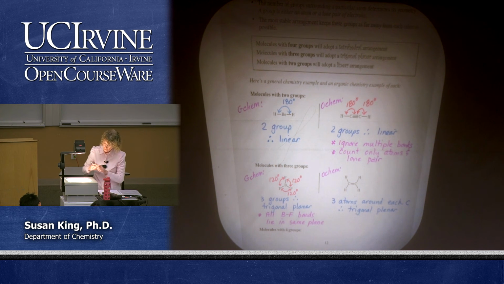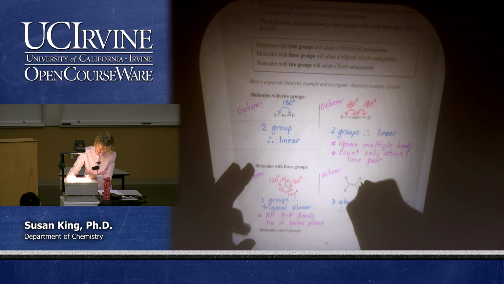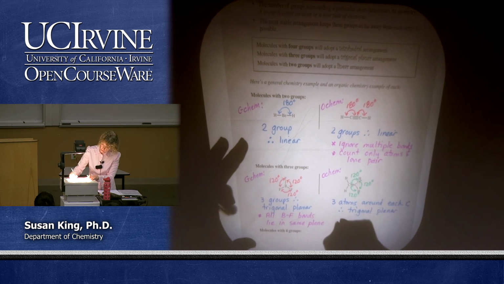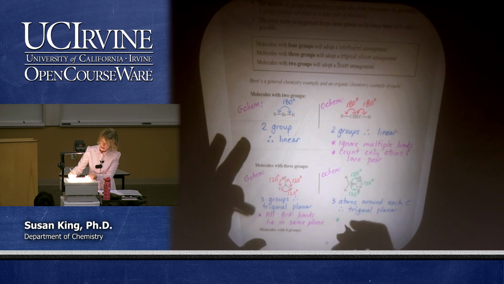What we're going to see here is that we have approximately 120 degree bond angles. They're not going to be exact. We'll talk about that coming up later. But we have 120 degree bond angles here, and all 6 atoms lie in the same plane.